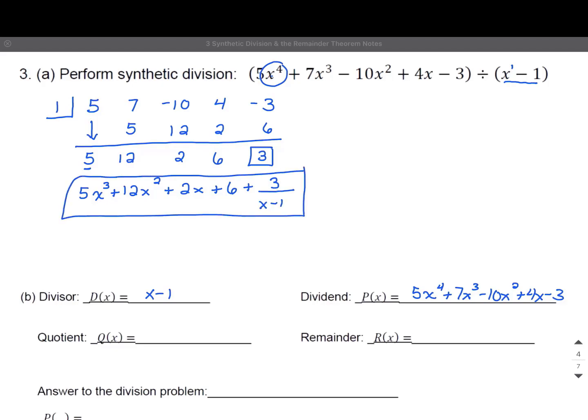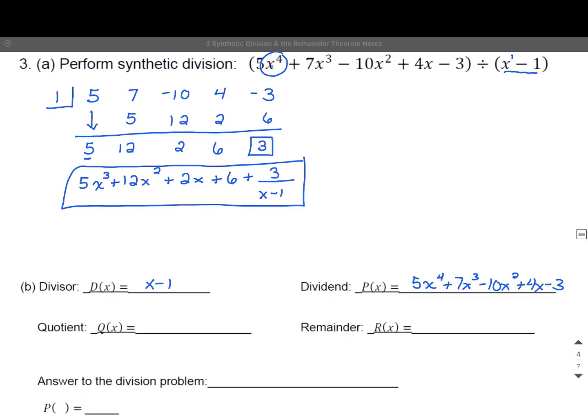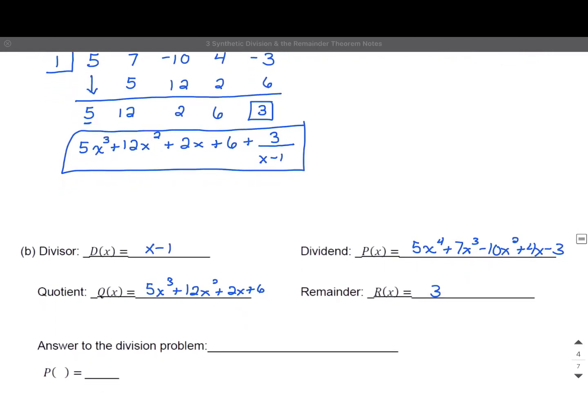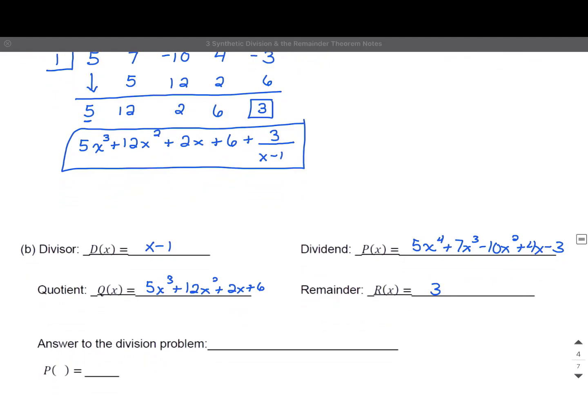And this is the answer to my division. Now, my quotient is the part without the remainder: 5x cubed plus 12x squared plus 2x plus 6. My remainder is 3. But the answer to my division problem is 5x cubed plus 12x squared plus 2x plus 6 plus the remainder over the divisor.